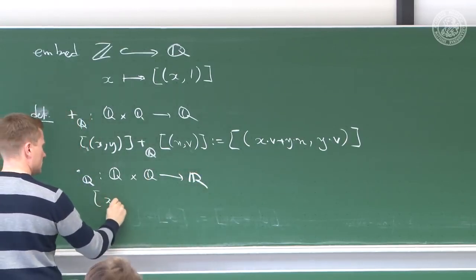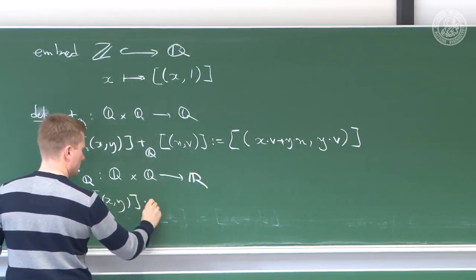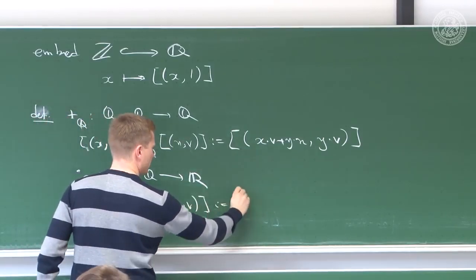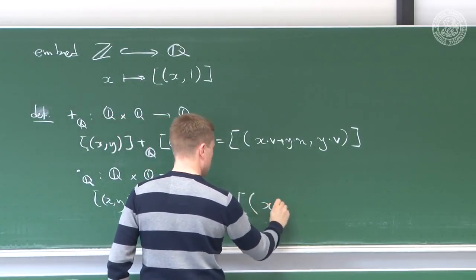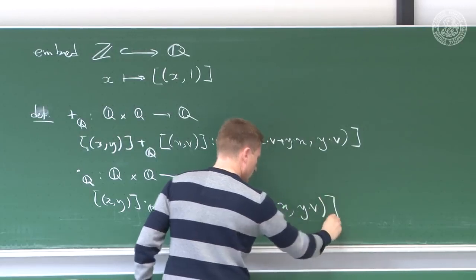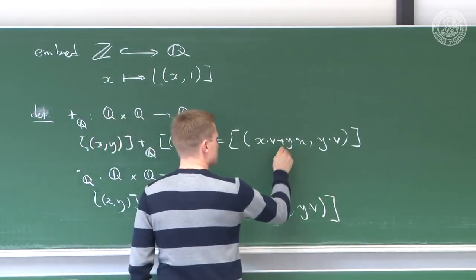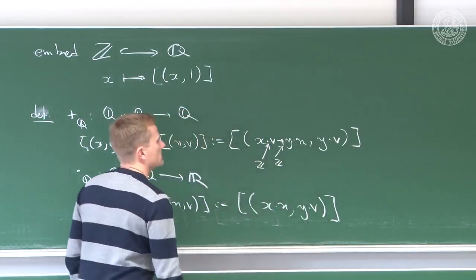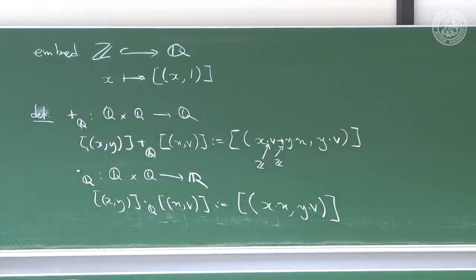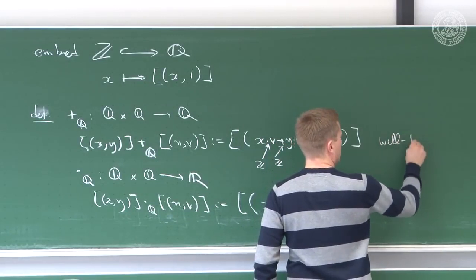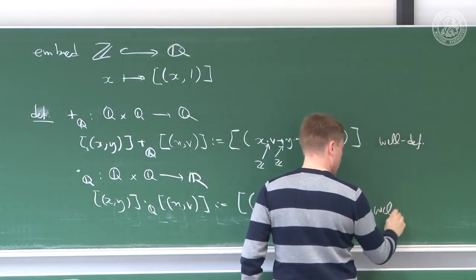That's (x, y) multiplied in Q with (u, v). That's defined as (xu, yv), where you should note that this is the plus on Z and this is the multiplication on Z. So we're always only allowed, of course, to use structure we already have. Now, these are both well defined, as you may wish to check.